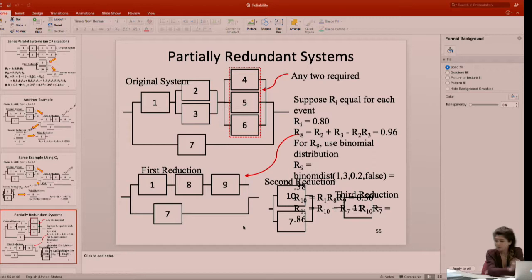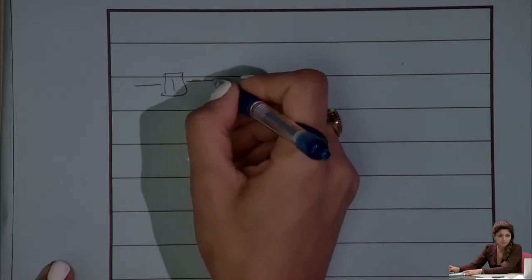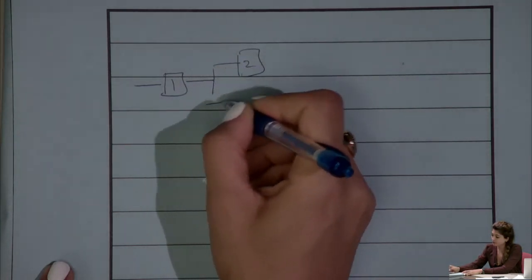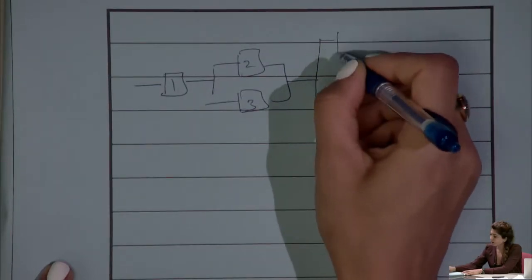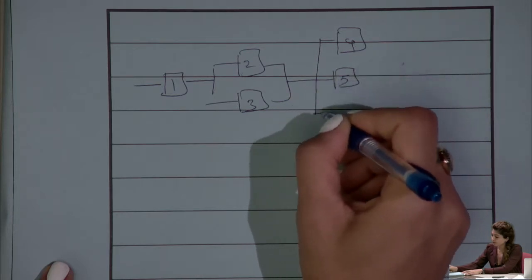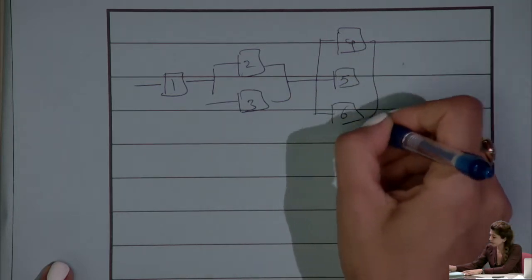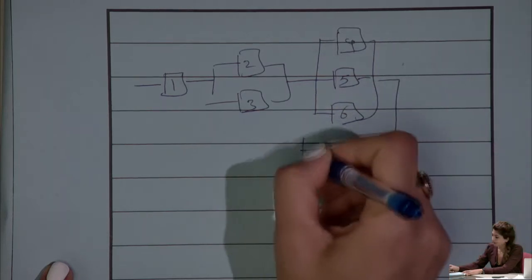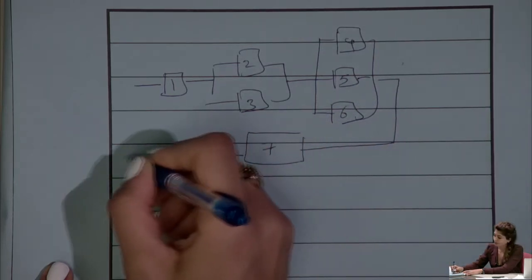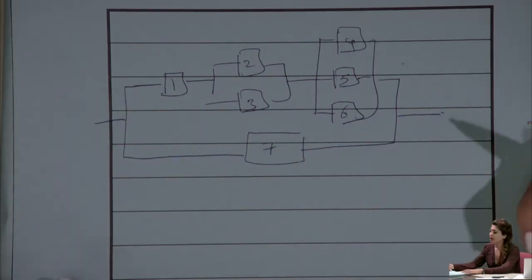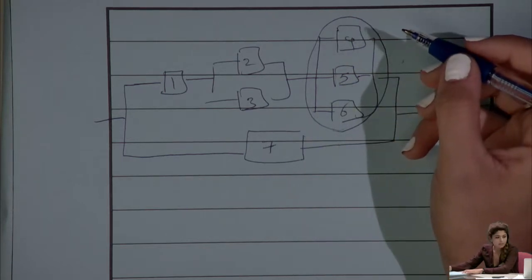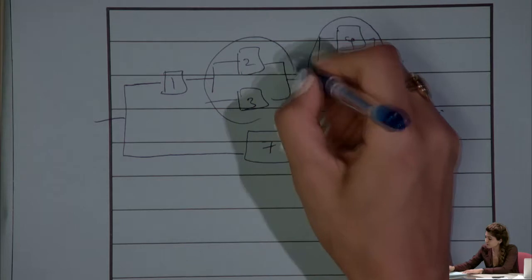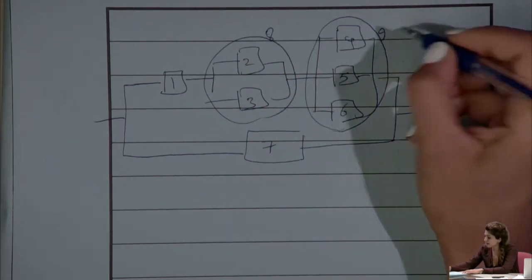So for the first reduction, we typically start from the part of the system that has the highest number of redundant components. In this case, we have 4, 5, and 6 here that are redundant. And then you have 7, and that is parallel to everything. Now, if I consider this whole system as one system, I call it system 9, because this is called system 8. If I want to be consistent with this slide, this is system 9.